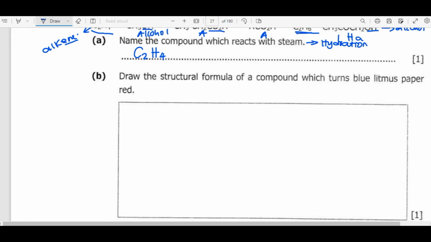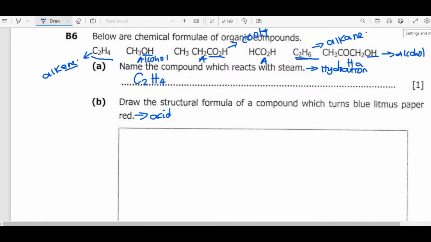Then number B, draw the structural formula of a compound which turns blue litmus paper red. So this is the same as drawing the structure of any acid. Remember, there are 2 acids, so we can draw any of the 2. So let's go with this one. So we have CH3. The 3 atoms of hydrogen will be here, these 3 here. Then we have 2 atoms of hydrogen here. Then we have the C.